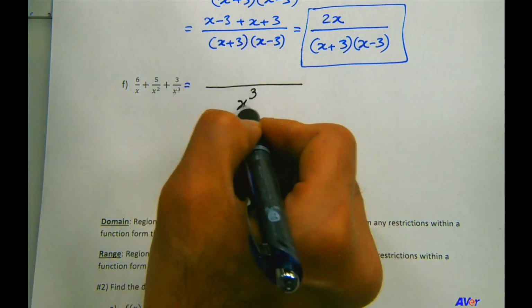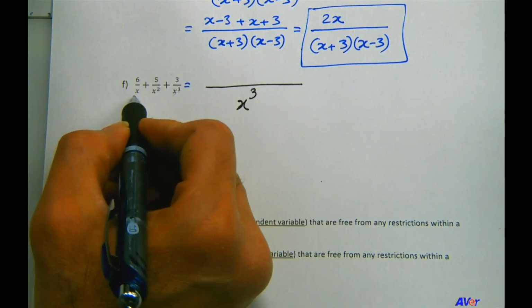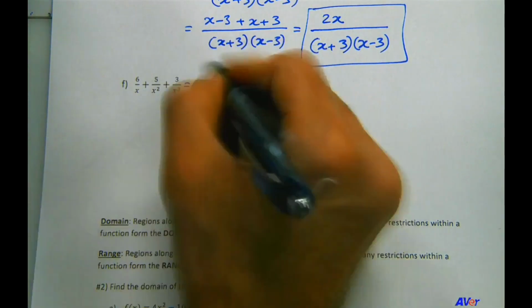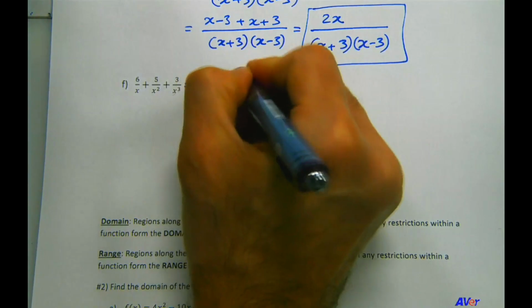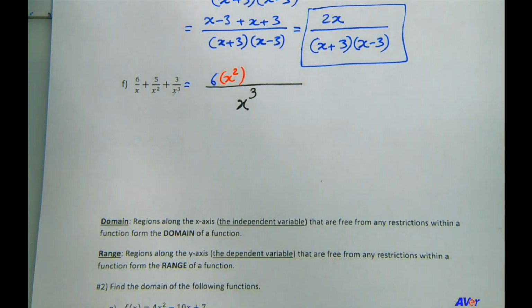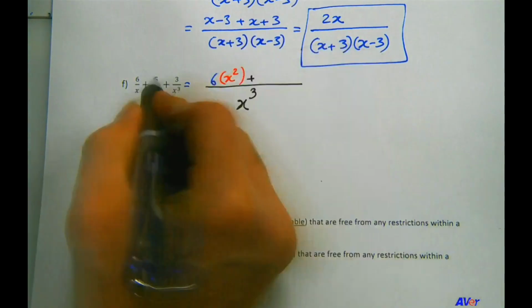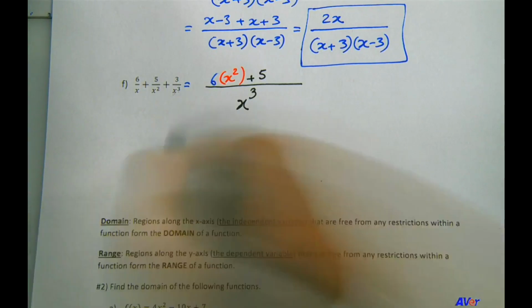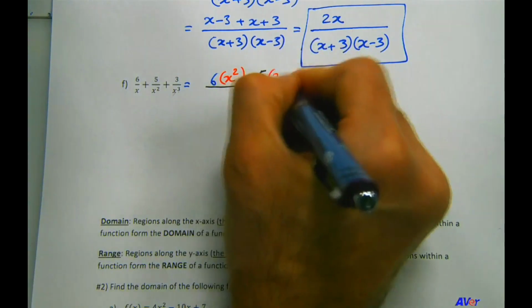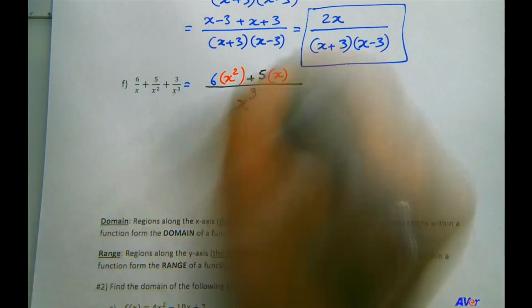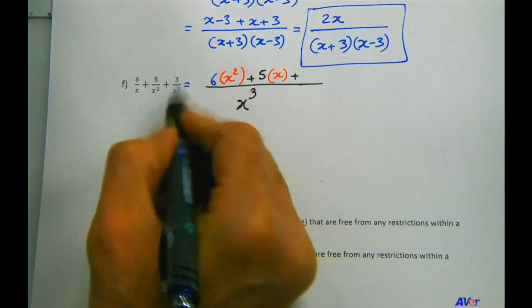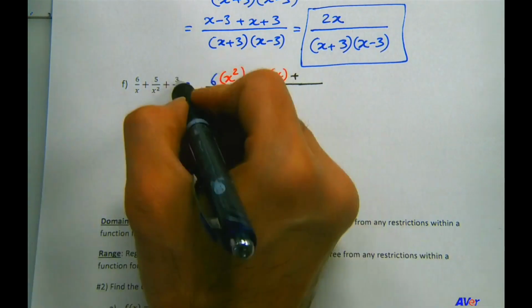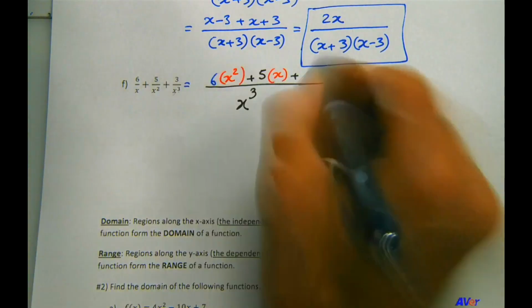So compare this with this denominator. What's missing from it? X squared. So multiply the numerator 6 by what's missing from its denominator, which is, when you compare it with the common denominator, x squared. Plus 5. What is missing from this denominator when you compare it with the common denominator? X. So multiply 5 by x. The last one. What is missing from this denominator when you compare it with the common denominator? Nothing. So multiply 3 by nothing. So we're just going to write the 3 down.